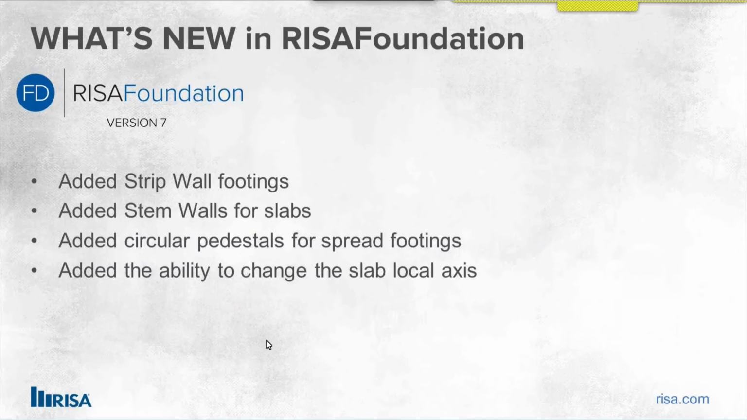So now we're going to move on to RISAFoundation to show you what's new with RISAFoundation. We added the ability to have wall strip footings within RISAFoundation, and also to be able to add stem walls in for slabs. This is really great when you're bringing walls over from RISA-3D or RISAFloor. Now you can do the strip footing underneath them.